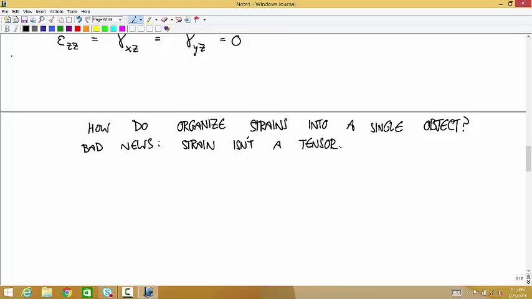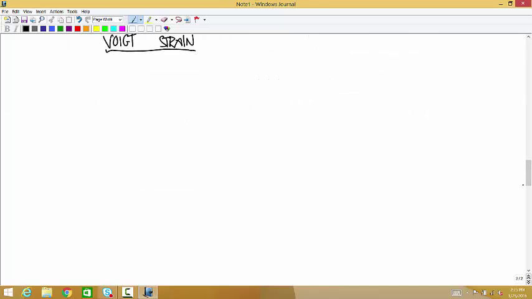For something to be a tensor, you have to be able to use a rotation matrix to express it in different coordinate systems, and we can't do that. So instead, we're going to organize it in a form called the Voigt strain, named after John Voight in Midnight Cowboy. Not really. And so you just organize it into what looks like a 6x1 matrix, 6 vertical elements.